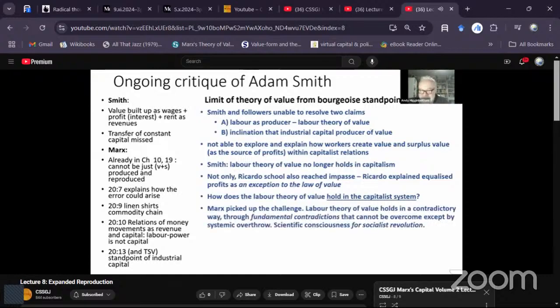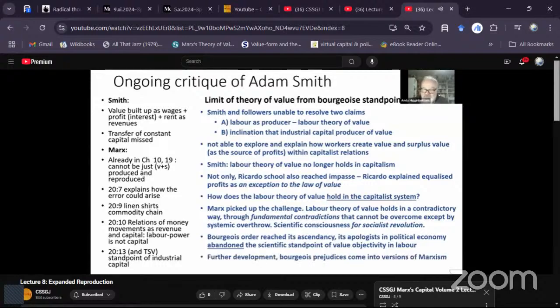His basic solution is that it holds, but in a very contradictory way, because it expresses a fundamental contradiction that cannot itself be resolved except by systemic overthrow. So this is why we claim that Marx has a scientific consciousness for socialist revolution. Okay, so what we can see after Smith and Ricardo is that bourgeois political economy abandoned an objective view of value and started to substitute very subjective views of value. And then there was a further development, which is that this subjectivity became reintroduced within versions of Marxism.